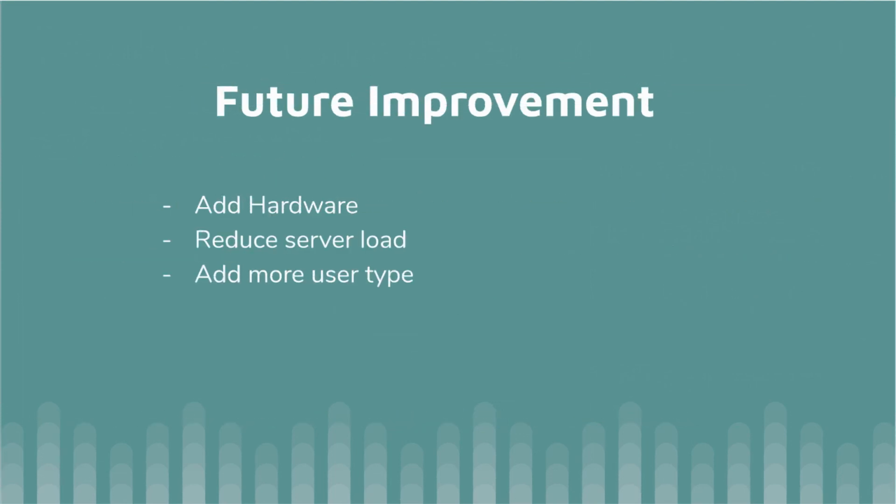Here is the future improvement. The future improvement for this project is we can add hardware such as IoT instead of using a software-based application to achieve more accurate data. Secondly, we can reduce the server load for the database by using a paid database service. And thirdly, we can add more user types instead of using only staff and student categories.